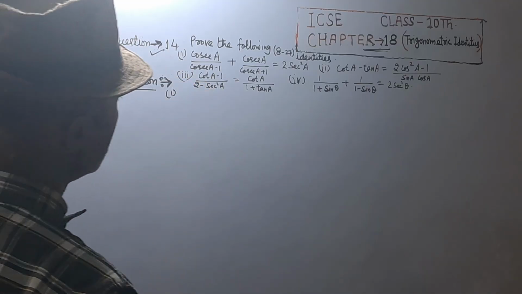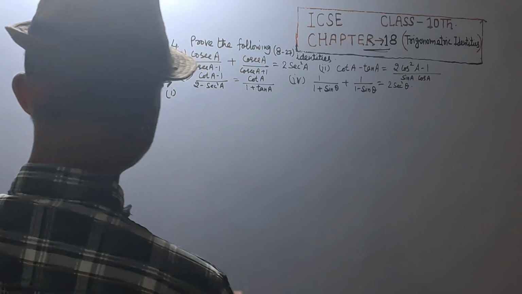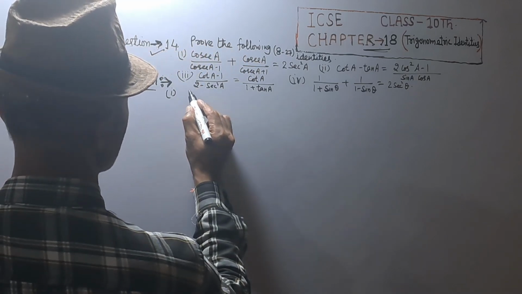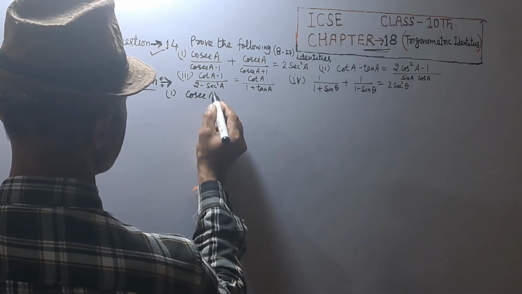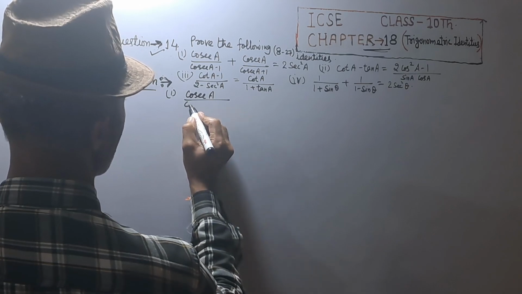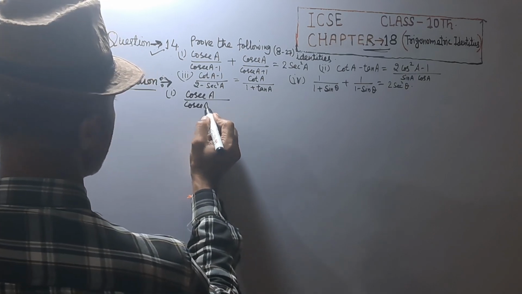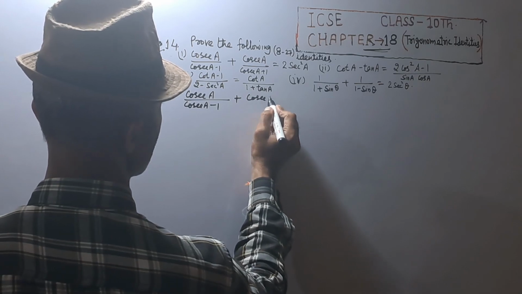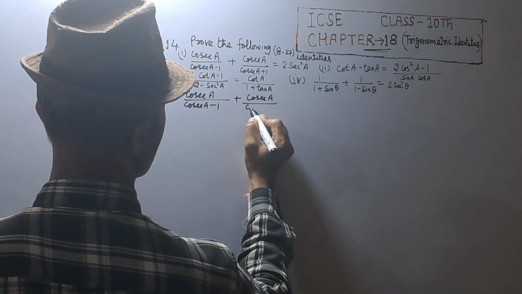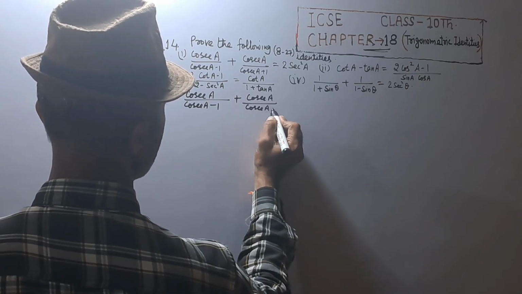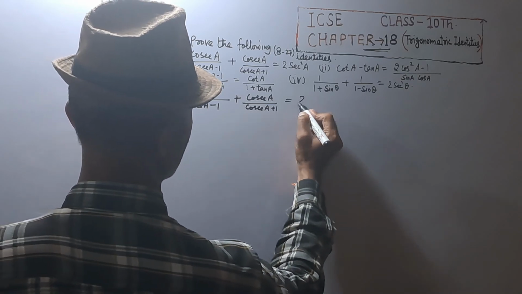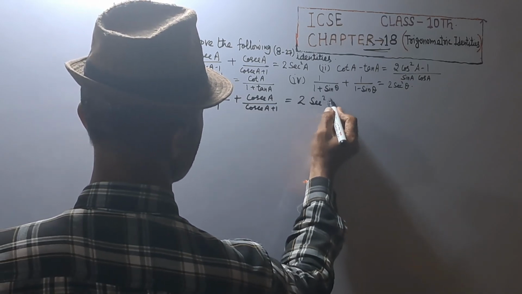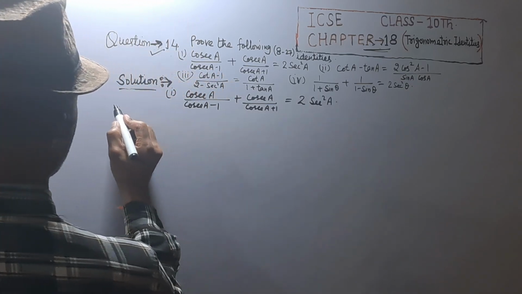Question number 14. Prove the following identities. First part: cosecant A upon cosecant A minus 1 plus cosecant A upon cosecant A plus 1 is equal to 2 secant square A.